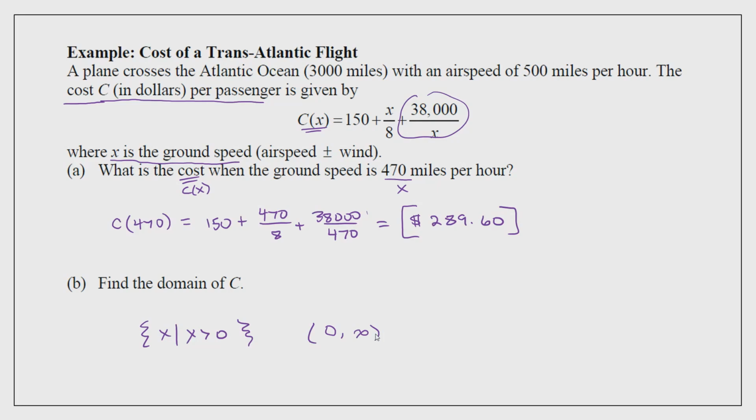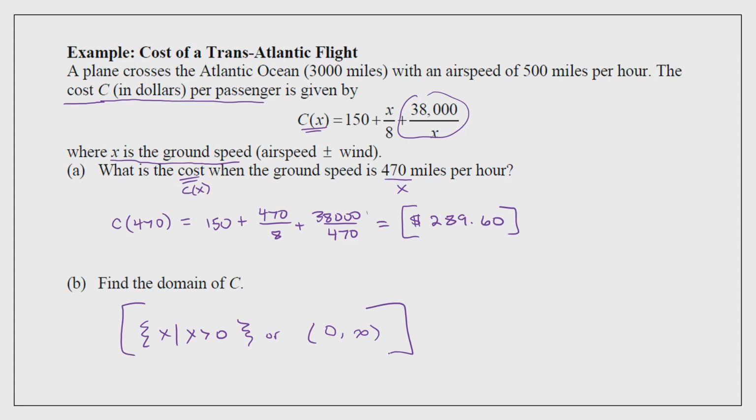X represents the ground speed. So can you have a negative value for ground speed? Can your speed be negative 40 miles per hour or negative 80 miles per hour? So although negative values make our equation defined, in the context of this problem it does not make sense. So we cannot include the negative values in our domain.